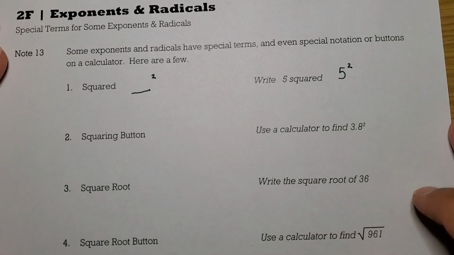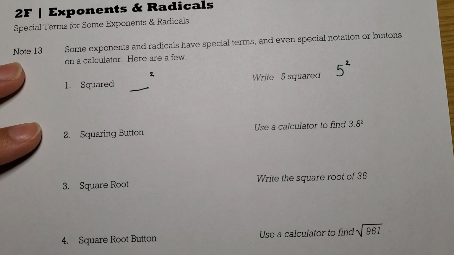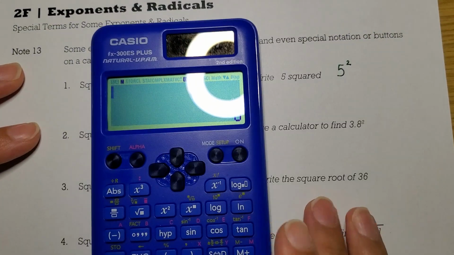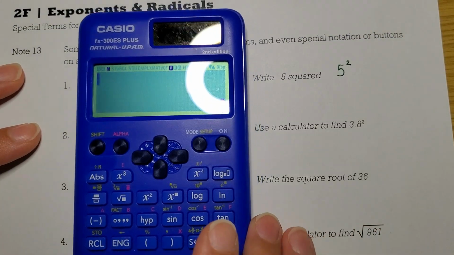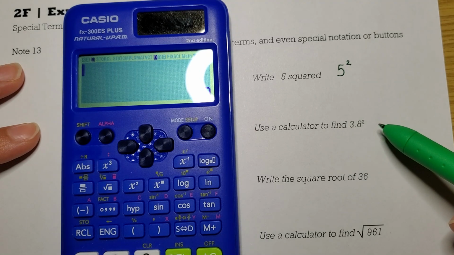What's pretty cool is a calculator has a squaring button. So instead of having to use the exponent button, you can take a little shortcut and use the squaring button. All of my calculators that I have here have the squaring button in the same way. So I'm going to bring in my blue Casio here, and it says to use a calculator to find 3.8 squared.